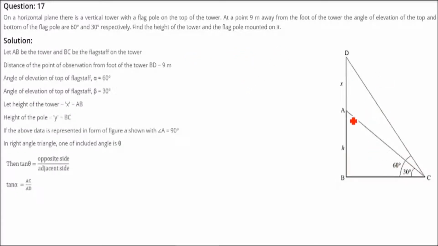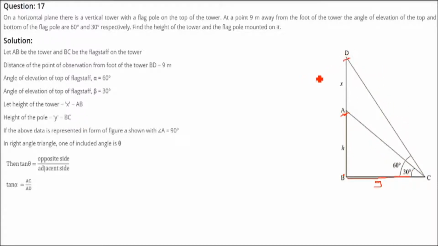So we have here a vertical tower AB. Then we have a flag post, that is a pole with a flag. At a point which is 9 meters away from the foot of the tower, the angles of elevation of the top and bottom are 60 degrees and 30 degrees. If you stand here and look up at the top of the flag staff, it will be 60 degrees. If you look at the bottom of the flag staff, it will be 30 degrees.